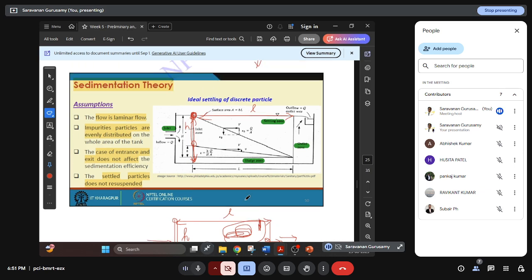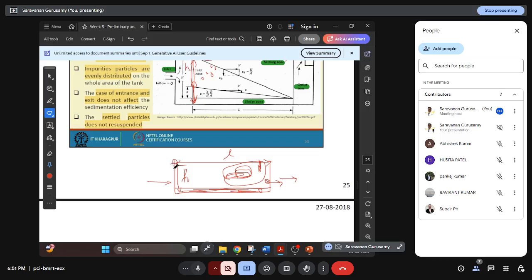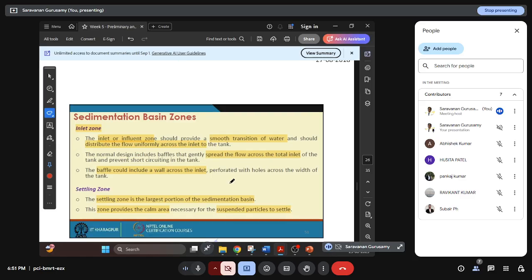Understood? We have assumptions: all the flow should be laminar, impurity particles are evenly distributed, kind of thing we are assuming. All the particles are entering evenly distributed. That's our assumption, but it will not usually happen; this is the ideal sedimentation tank we are considering. And the entrance and the exit do not affect the sedimentation process, and suspended particles do not come back again, resuspension is not happening. That's the assumption. Once settled, it is settled.